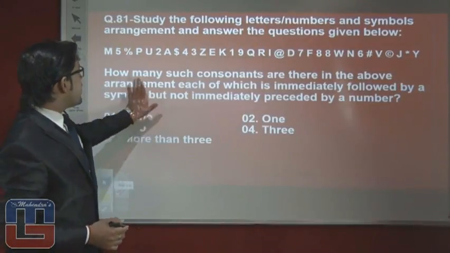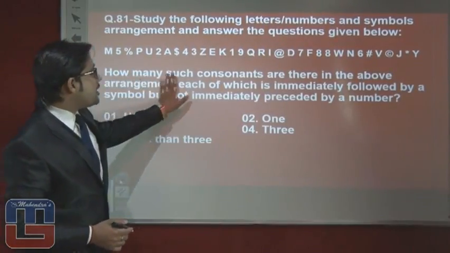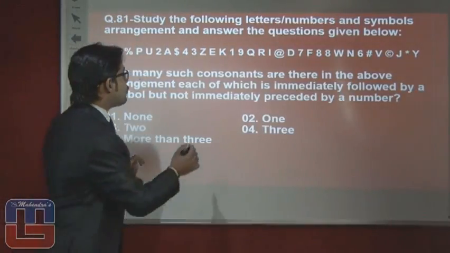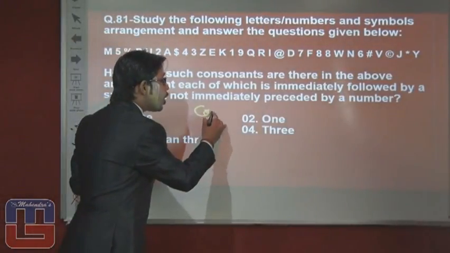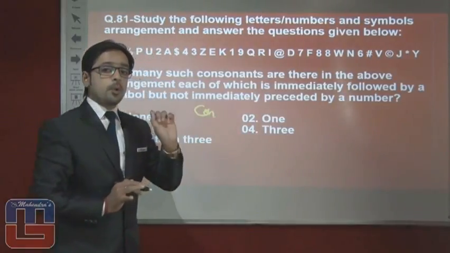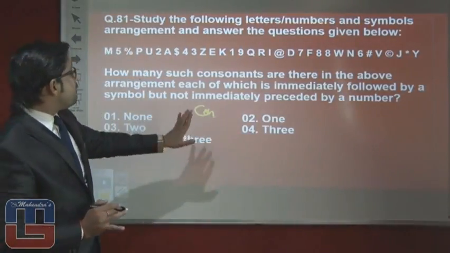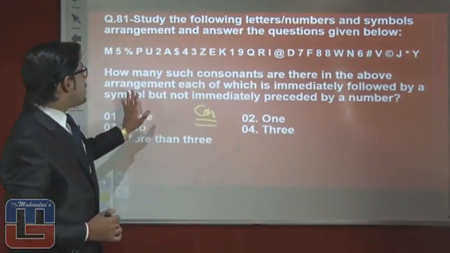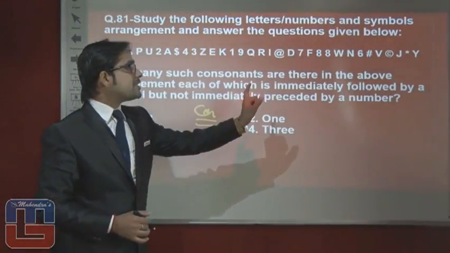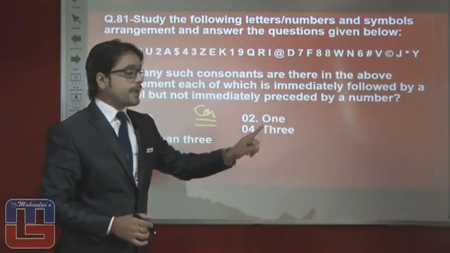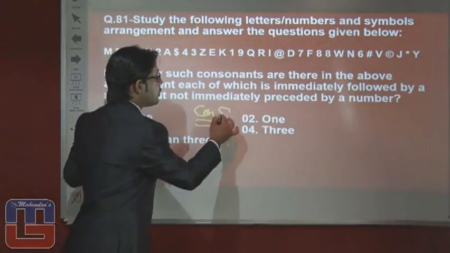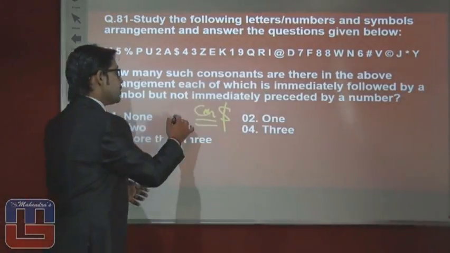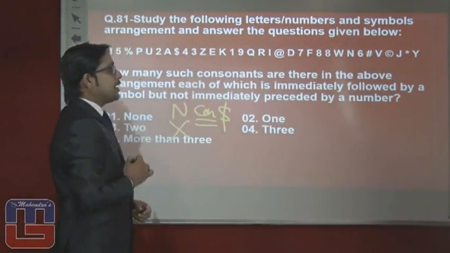In this question, examiner wants to know how many such consonants are there in the above arrangement. We have to find out the consonant, not vowels. Be careful while answering the consonant. We have to find out how many such consonants are there in the above arrangement, each of which is immediately followed by a symbol, but not immediately preceded by a number.